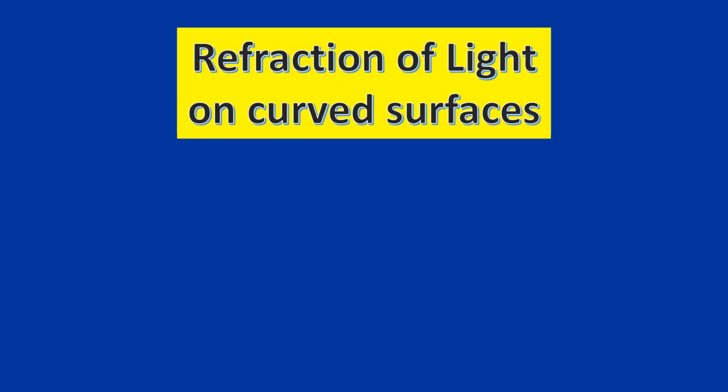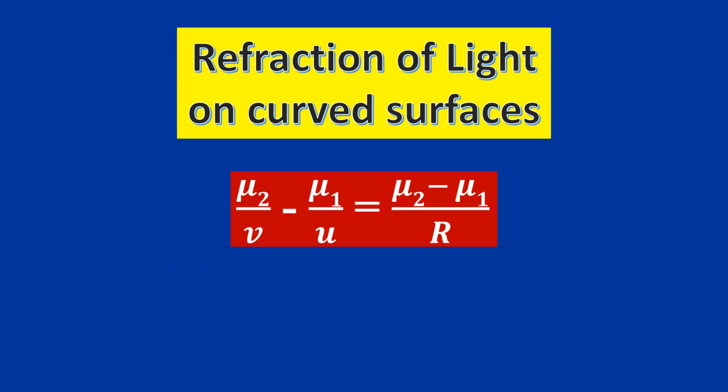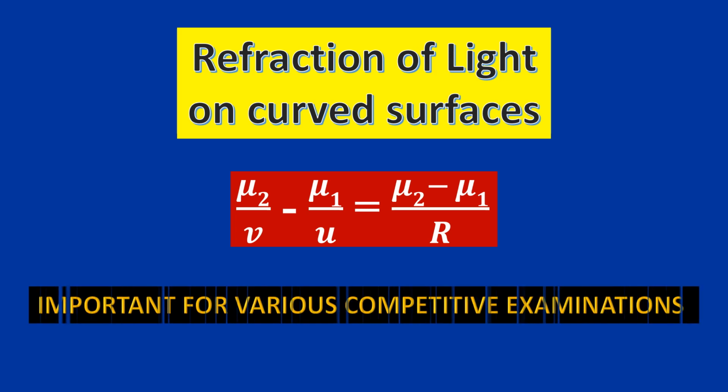In this video, I am going to solve few numerical problems in the chapter Refraction of Light on Curved Surfaces by using curved surface formula, that is mu2 by v minus mu1 by u is equal to mu2 minus mu1 by r, and these problems are important for various competitive examinations. Let us see refraction at curved surface and also when we use this curved surface formula.